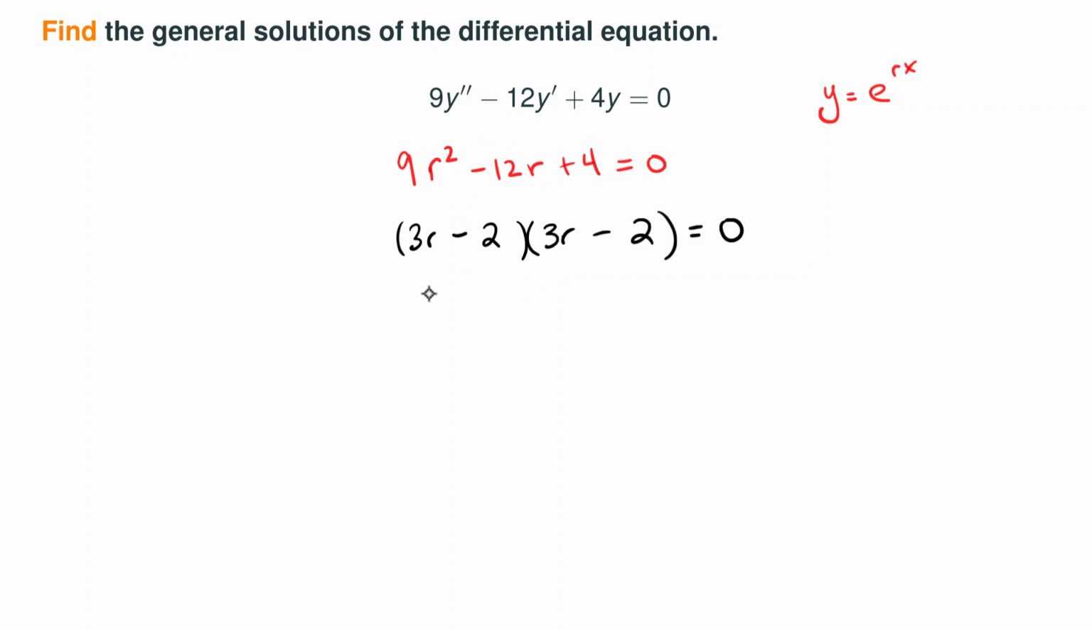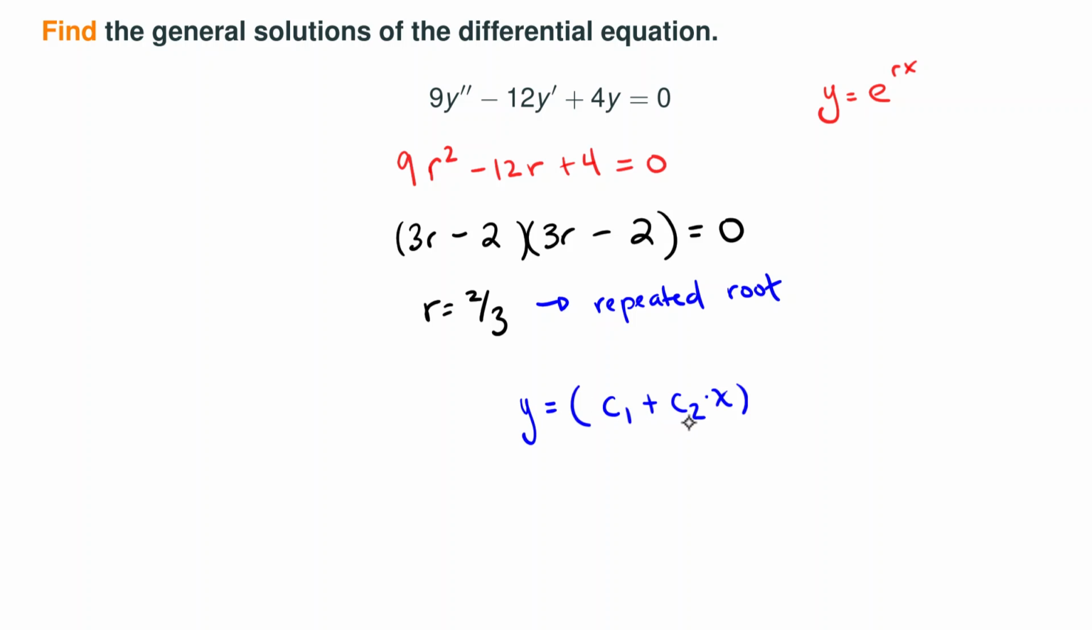And what we find is we don't have two distinct solutions. We have r equal to 2/3 for this one and this one. So we have a repeated root. And if the characteristic equation has a repeated root, then we form our solution as y equal to c1 plus c2 times x, times e to the repeated root. So for our problem, our repeated root is 2/3. And this will be our solution to the differential equation.